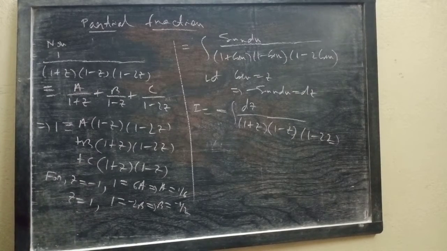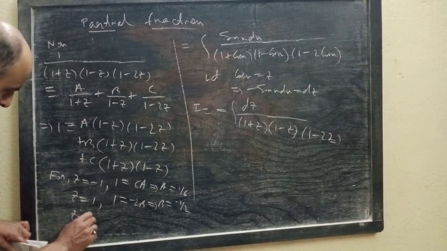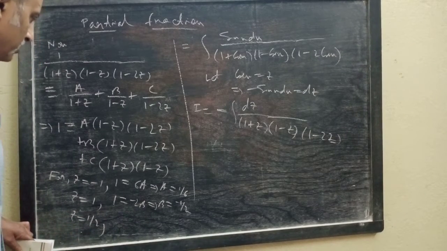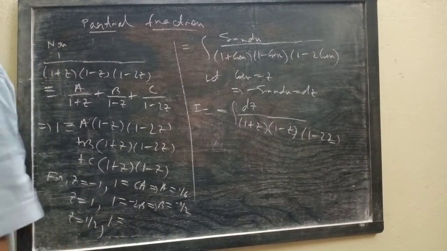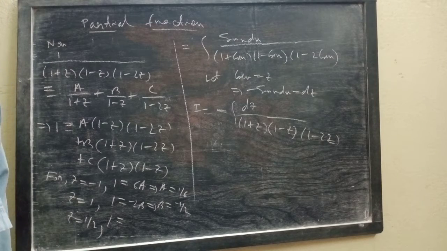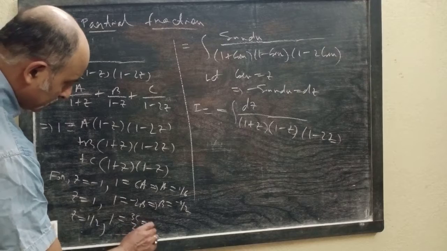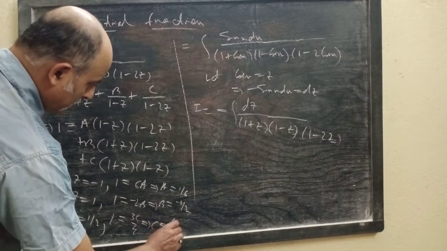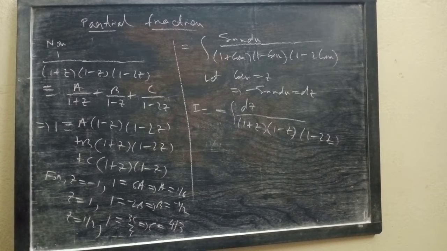Next to get c, 1 minus 2z is common factor, so z equals to half. For z equals to half, we get 1 is equal to c into 1 plus half, 3 by 2, 1 minus half is half, 3 by 4, 3c by 4. So we get c equals to 4 by 3. We get the values of the constants.